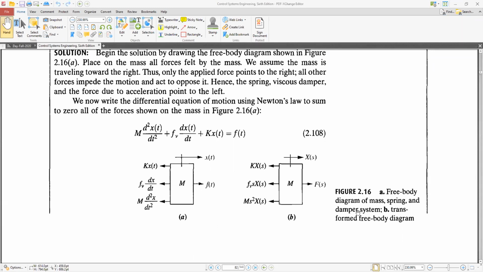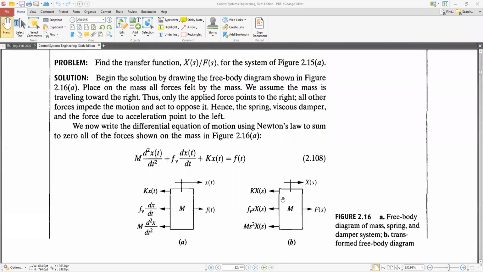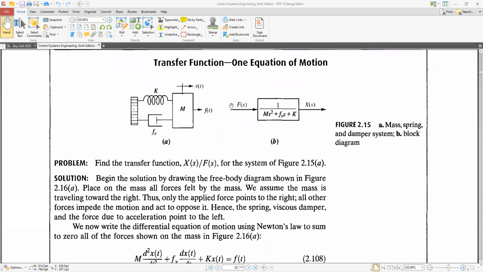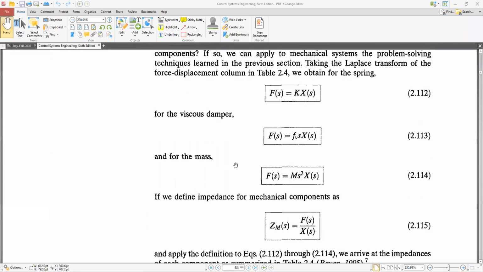Free body diagram of the mass, spring, and damper system. Then you transform it to the Laplace transform. You need to use the Laplace transform equation to find the transfer function. So finally, that is the transfer function of this system. Now let's look at some more examples. Before looking at the example, see this.